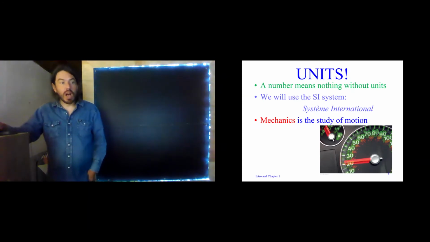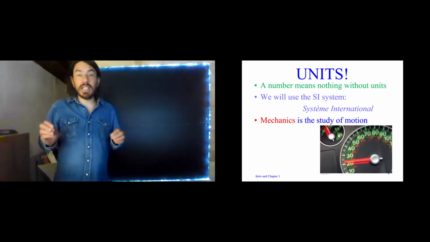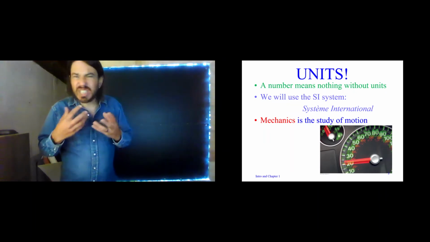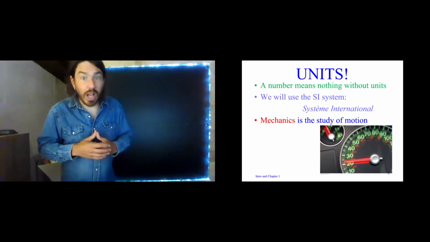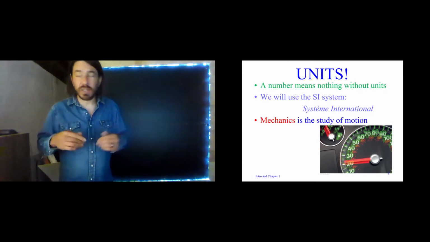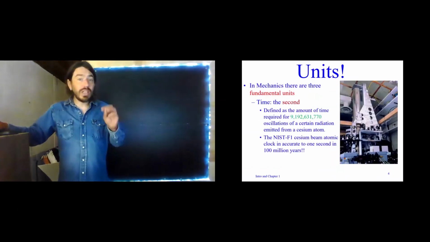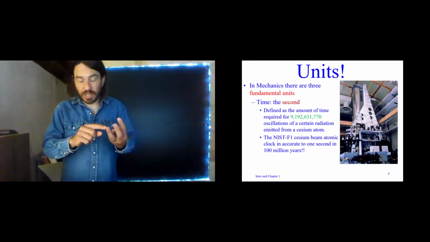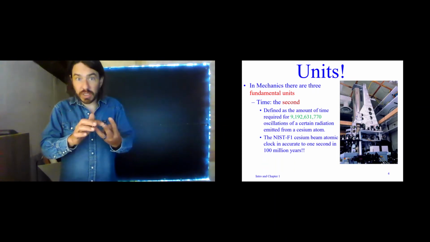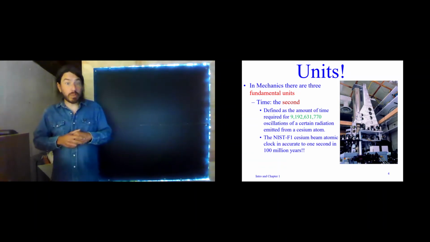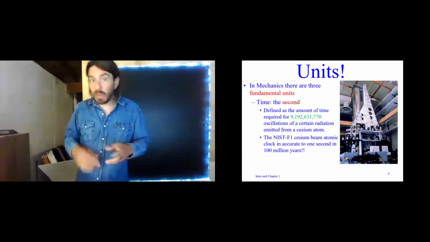In this semester, we're primarily concerned with mechanics, which is the study of motion, energy, things like that. And so we're going to talk about the units used in mechanics first. In mechanics, we have three fundamental units. Those three fundamental units are the second for time, and for length, we use meters, and for mass, we use kilograms. So the second is probably the one of those that you're the most familiar with, right?